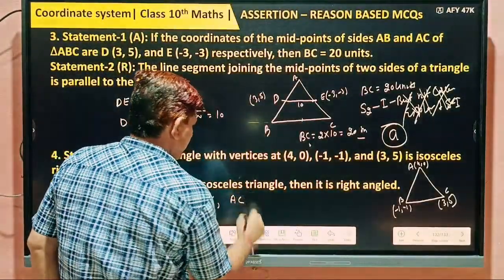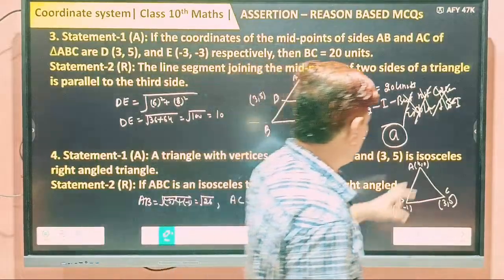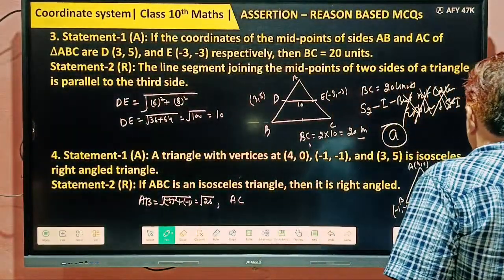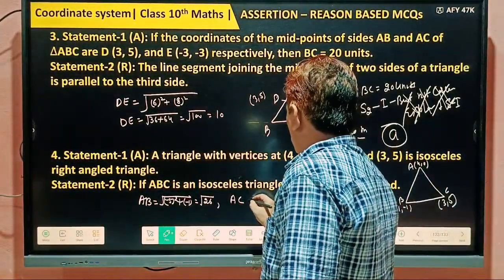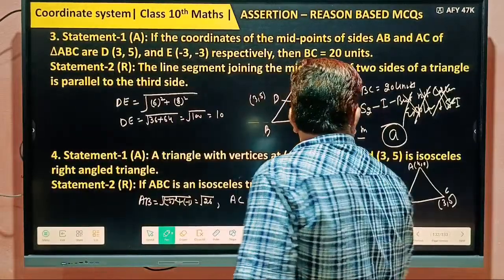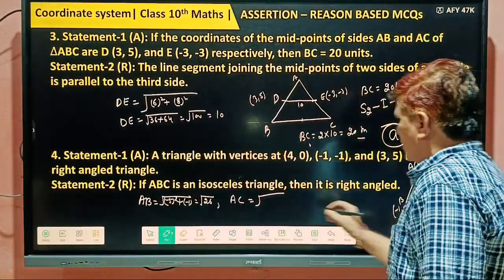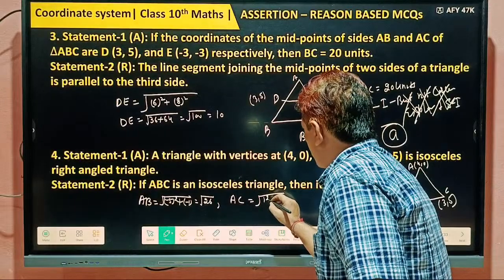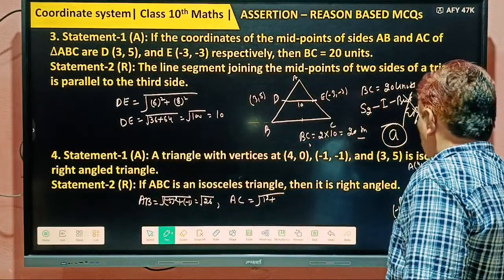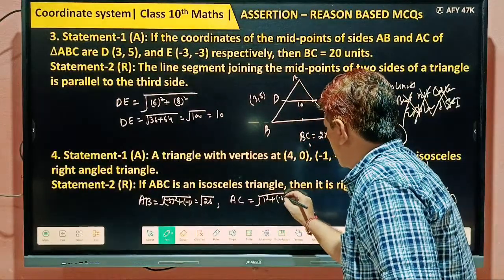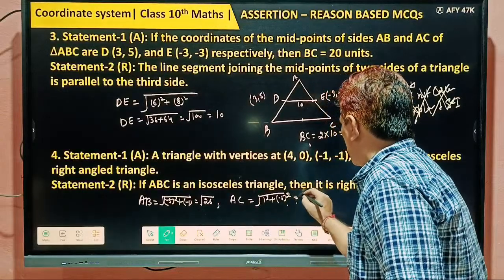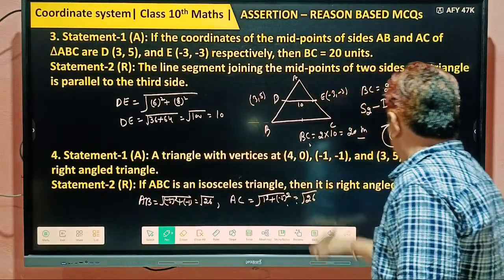AC we can find out: (4 - 3) is 1, so 1 square, plus (0 - 5), that is -5 whole square. If you can solve, this is again under root 26.